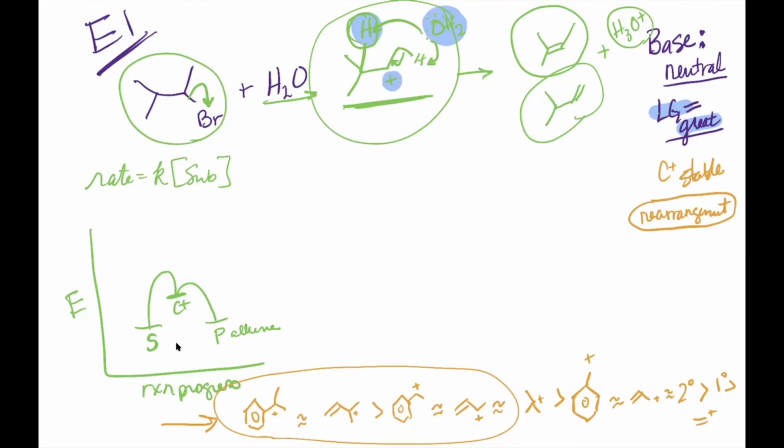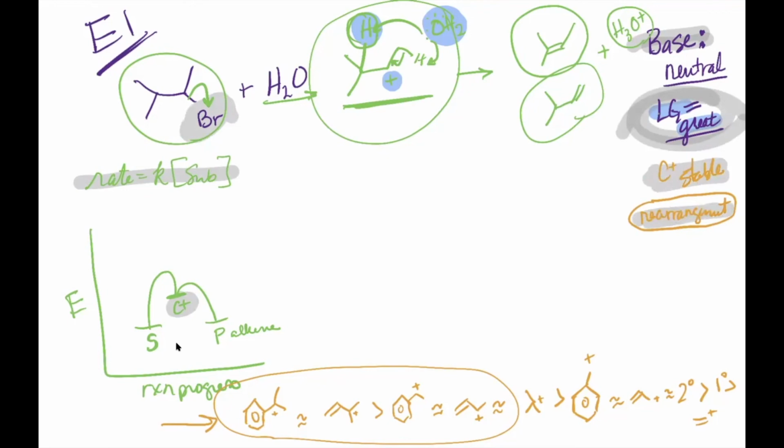So for E1, a quick recap. It is unimolecular, so our rate expression only has the substrate in it. It is 2 steps with a carbocation intermediate. The strength of our base does not matter. It can be neutral, so it can be a weak base, because once you form that carbocation, it changes the acidity of the proton. So our base can be neutral, and most often is. Our leaving group has to be great, right? This is the first step, so our leaving group has to be great. Our carbocation has to be stable, and we have to be careful about rearrangement.